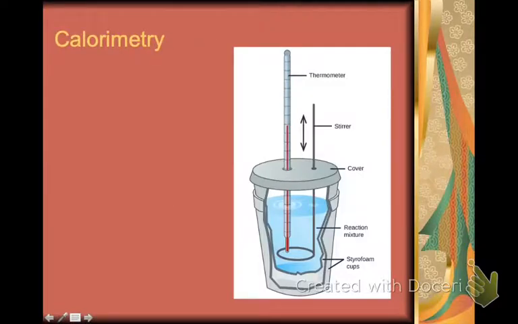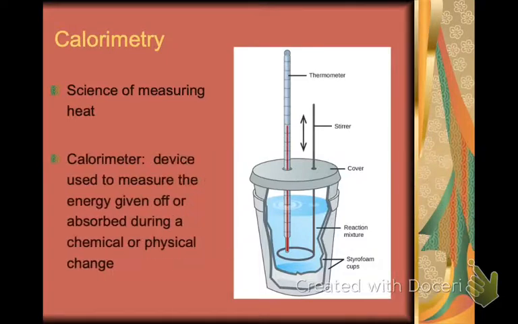So calorimetry is just the science of measuring heat, and in order for us to make accurate measurements of heat being given off or heat being absorbed during a chemical or physical change, we use something called a calorimeter. So a calorimeter is that device that we would use. And I have a picture of the calorimeter on this slide, and you can see it looks like a styrofoam cup if you look at it closely.